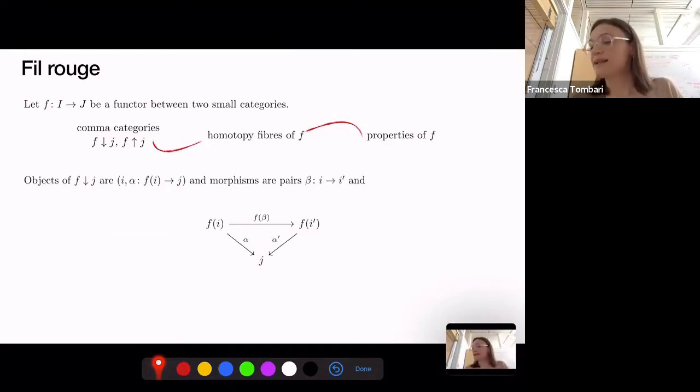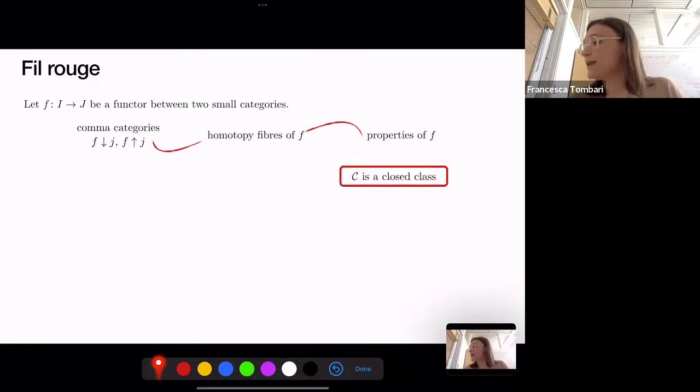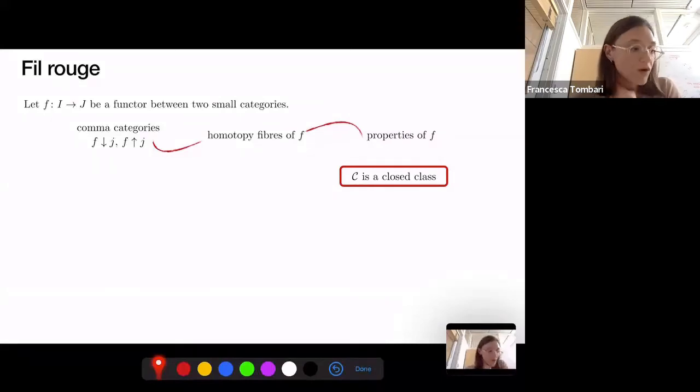In what sense did I tell you before that these comma categories are the building blocks of the homotopy fibers of the functor? Well, if you fix a closed class, and here again, I'm avoiding the definition of closed class, but in words, this is a collection of connected simplicial sets that are non-empty and closed under weak equivalences, wedges, and homotopy pushouts. But we are going to see some examples in a second. So if you don't remember, don't worry.